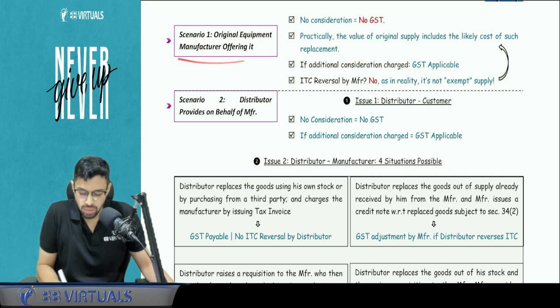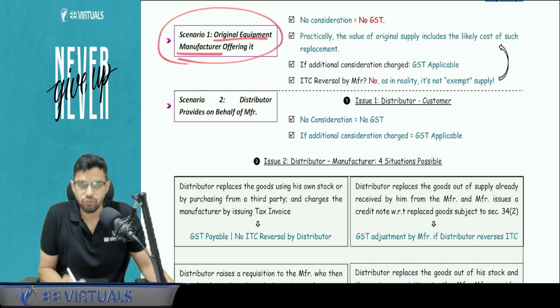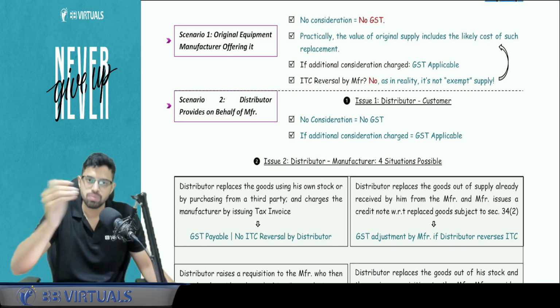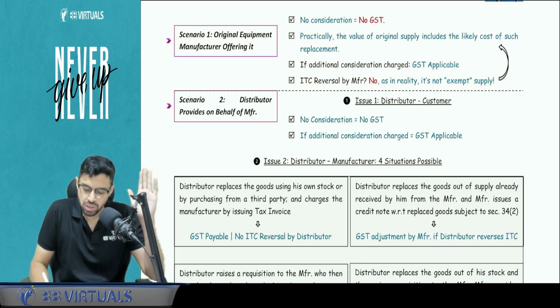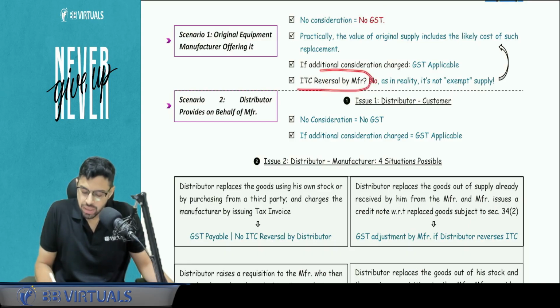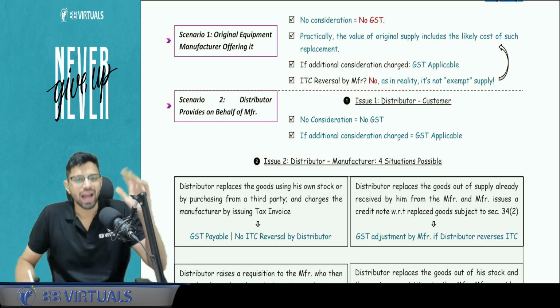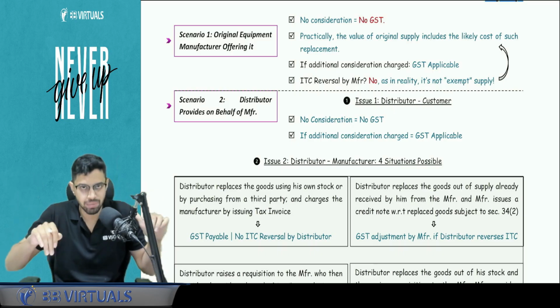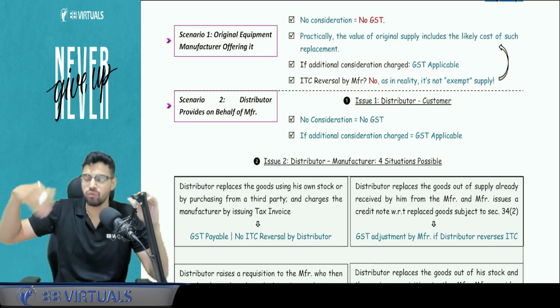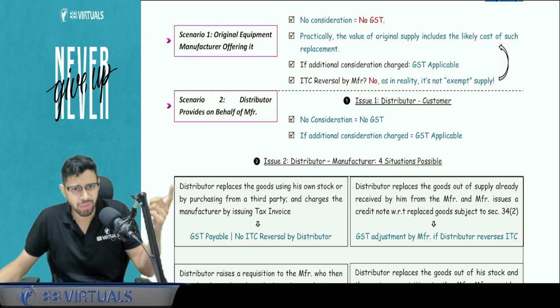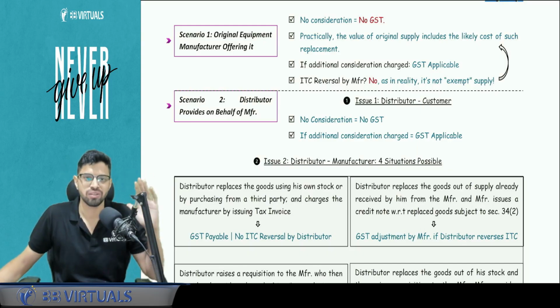Okay, so case number one, the original equipment manufacturer, that is Dell. So warranty is offered by Dell. When any replacement happens, will there be GST? No, because there is no consideration, as simple as that. Will any ITC reversal be required by the manufacturer? No. ITC reversal happens when? When the output supply is exempt. Is this exempt? The Dell, whatever replacement it does provide to me, is this an exempt supply? No, it is not a supply itself.